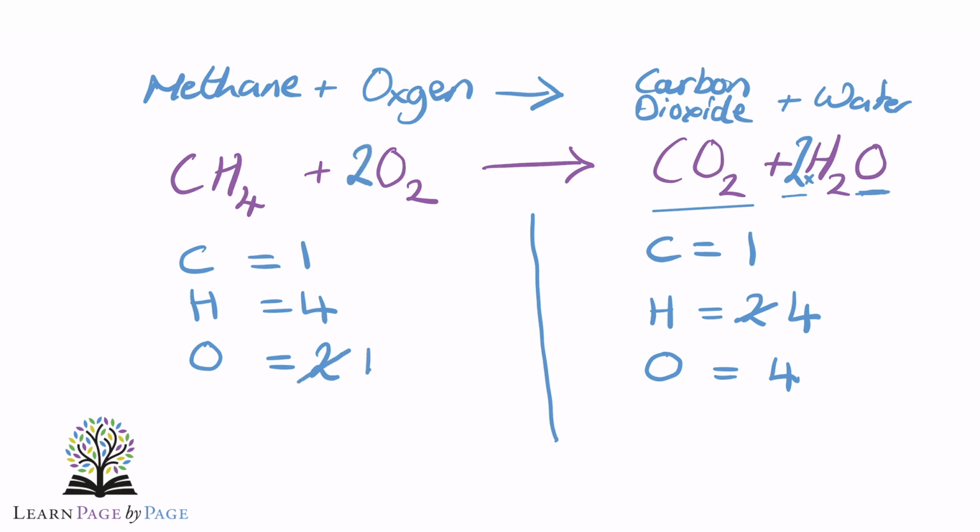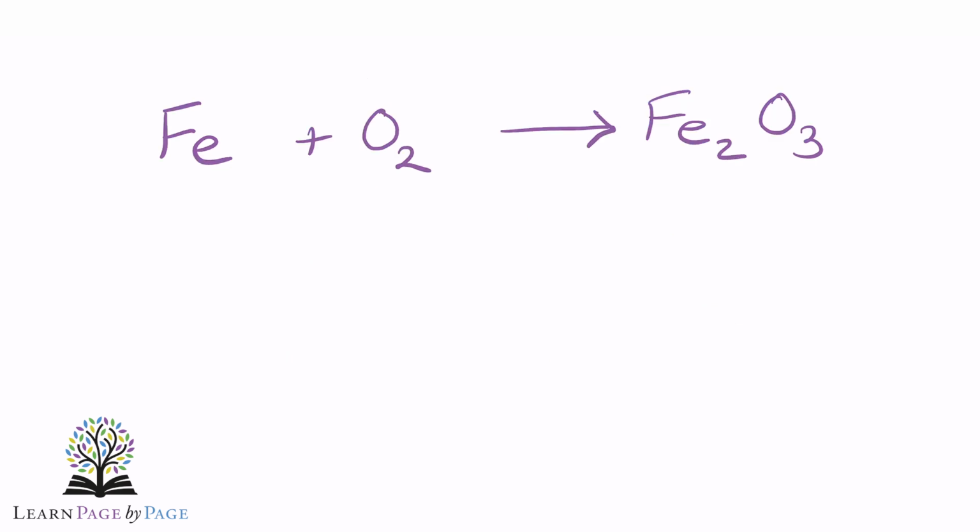That immediately gives us 4, and that means our oxygen balances on both sides. Now let's move on to a trickier one. This was the one at the beginning, if you notice. We have iron, metal, plus oxygen gas gives iron oxide, which is actually rust. We start off the same as before. If you want to try this without me, go ahead and pause the video.